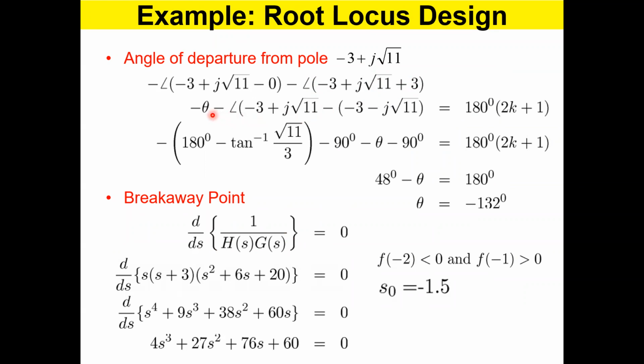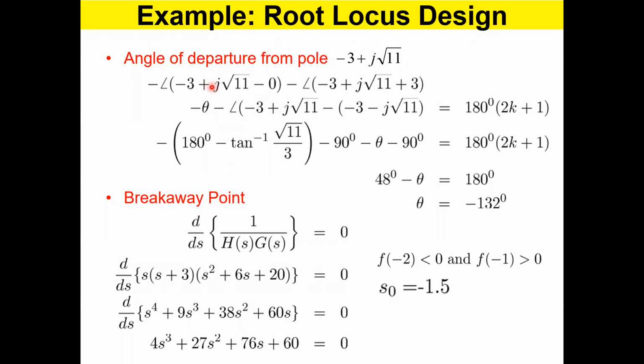Then the third one is the departure angle, because you want to calculate the departure angle for that particular pole, minus 3 plus j root 11. So we write it as theta minus the other one, minus 3 plus j root 11 minus 3 minus j root 11. This is the fourth term of the transfer function. So now you have to calculate the angles of each term.